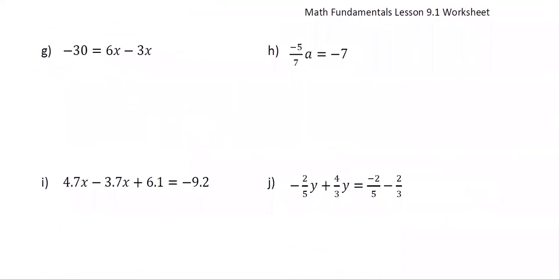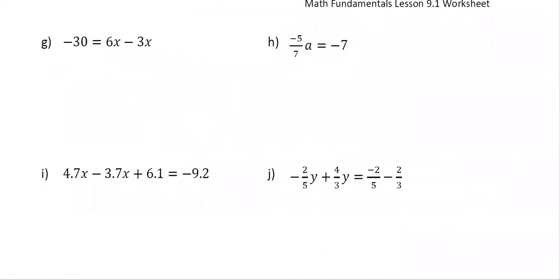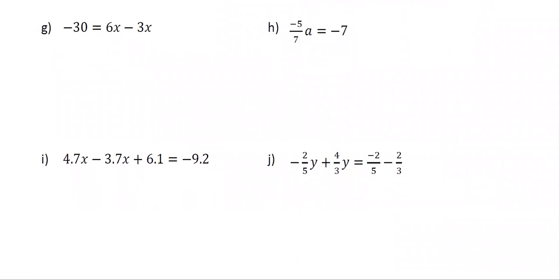Okay, let's do J. Or H right quick. Let's do H and then we'll do J. H says we have a -5/7 coefficient on A and we need a +1 coefficient. So what I can do is multiply by the negative, because we know negative times negative is positive, and then multiply by the reciprocal. When I do that, 7 goes into itself once, 5 goes into itself once. So now I got +1 on A.